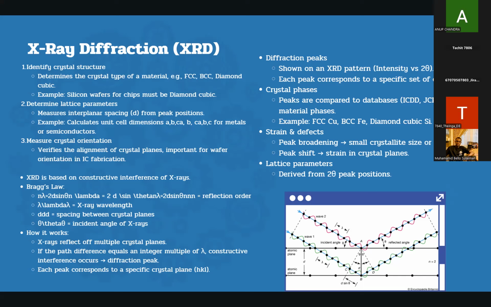The technique is based on Bragg's law, where constructive interference occurs when X-rays diffract from crystal planes at specific angles, producing diffraction peaks. Each peak in an XRD pattern corresponds to a particular crystal plane, allowing identification of material phase. Peak broadening indicates defects or small crystallite size, while peak shift reveals strain. Lattice parameters are derived from the two-theta peak positions.